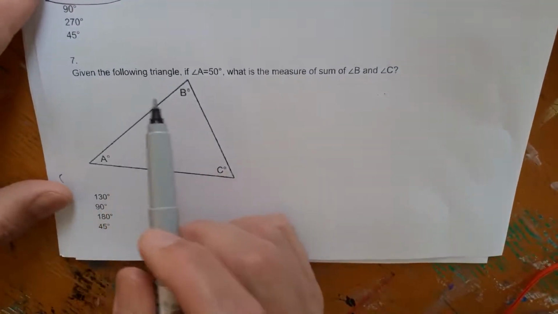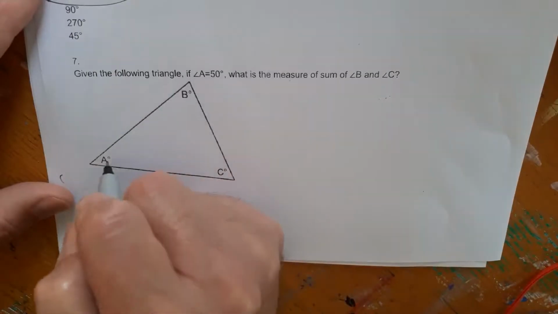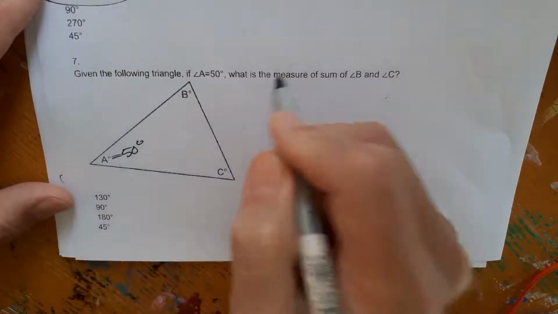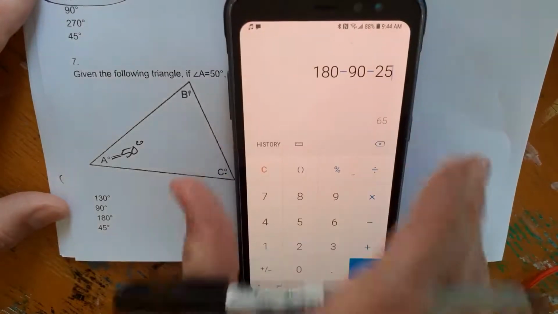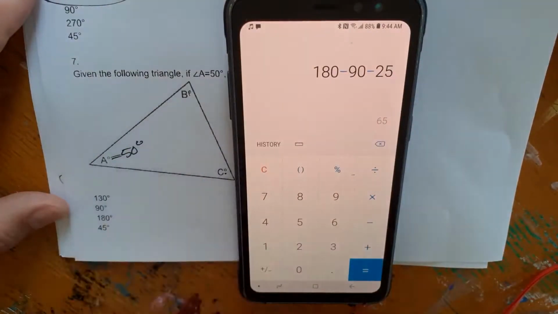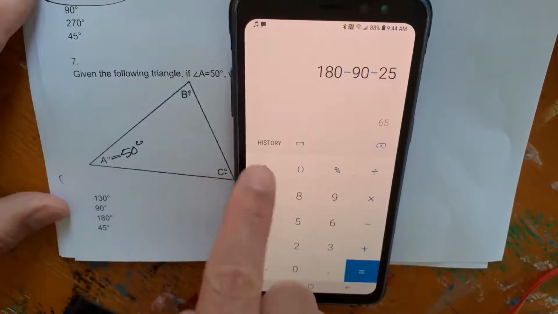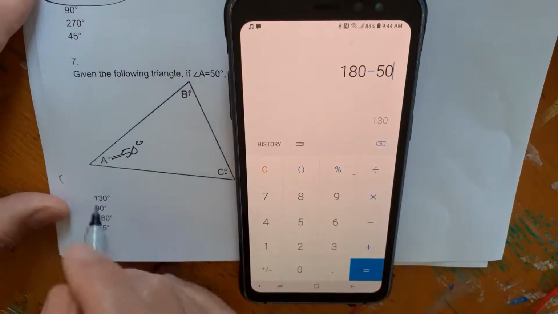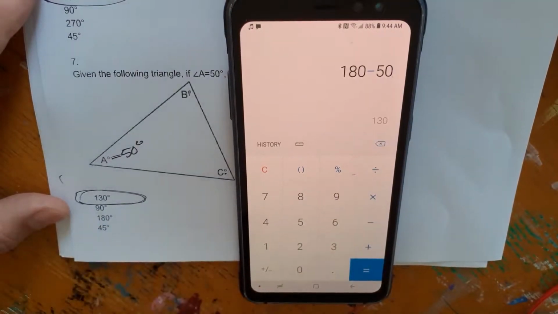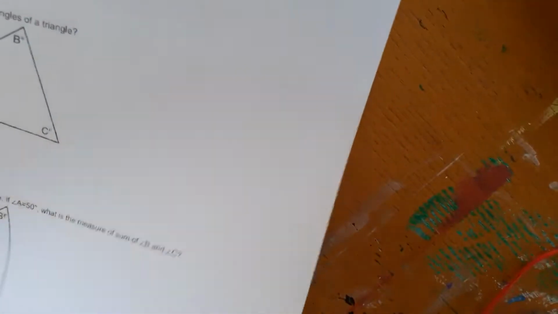Given the following triangle, if A is 50, so this equals 50 degrees, what is the measure of B and C? Oh, that's interesting. So since the sum of the three angles is 180, if they're asking us 2 here, we just go 180 minus 50. And the other 2 must be 130. We don't know what each is, but we know that the 2 together is 130.